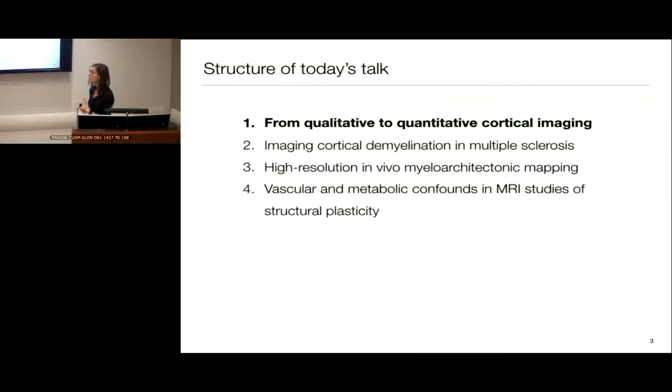So to start, I thought I'd talk to you briefly about why we'd want to use quantitative as opposed to qualitative imaging techniques to look at myelin in the cortex. And then I'll talk to you about a first experiment that I did imaging cortical pathology in multiple sclerosis, because I think it really illustrates some of the unique challenges that we have in imaging myelin in the cortex as opposed to imaging myelin in the white matter.